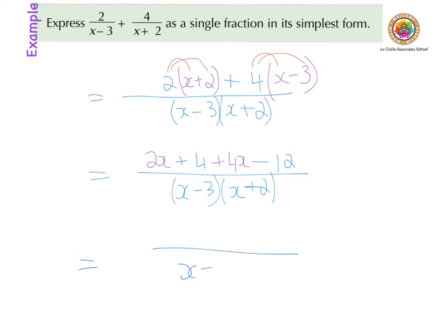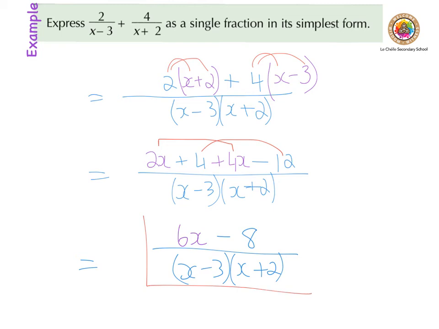So again, I'm just going to rewrite my terms on the top, and my denominator I don't need to multiply out. So my like terms together, well, 2x plus 4x I know is 6x. And then lastly, 4 minus 12, well, different signs, so I subtract. 12 take away 4 gives me 8, and I keep the sign of the bigger number, which was the 12 and is the minus. And my answer then is simply 6x minus 8 over x minus 3 times x plus 2. And no need for us to continue on there.